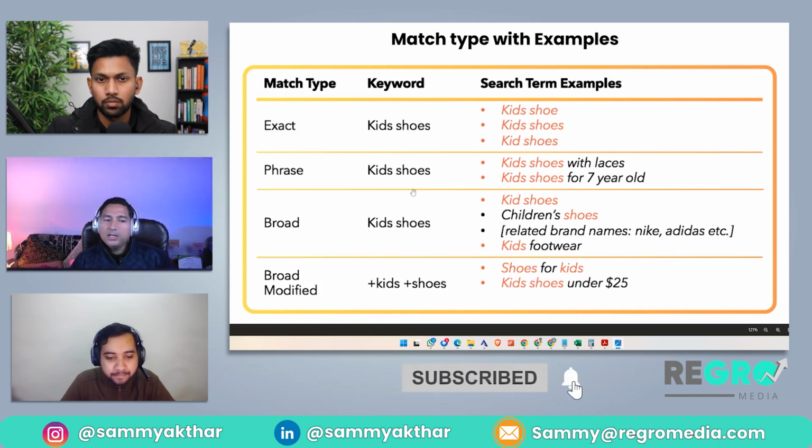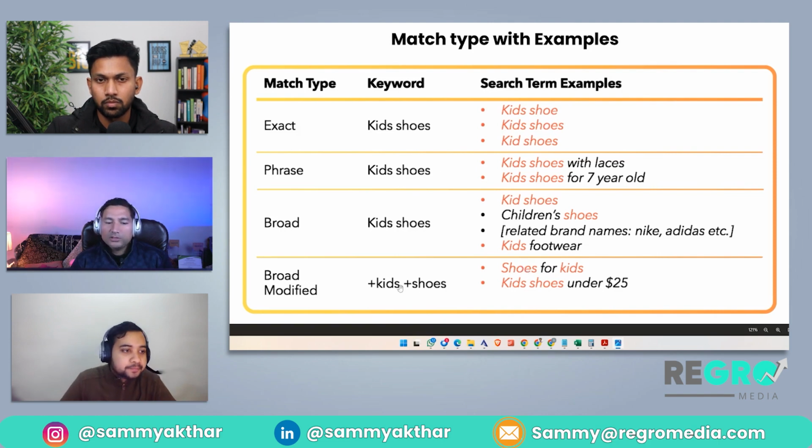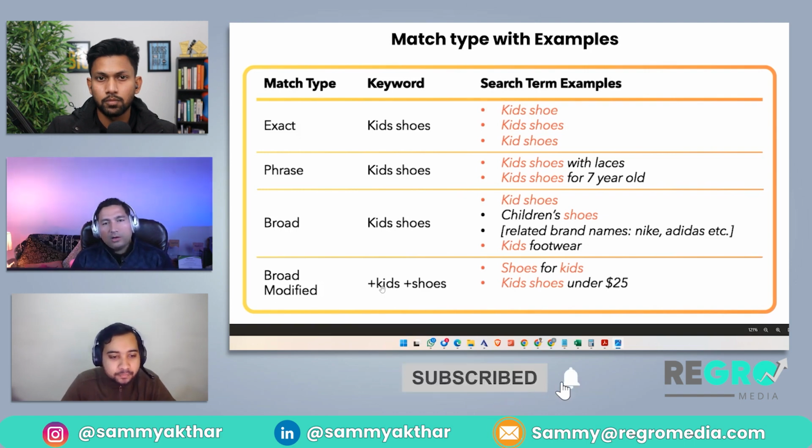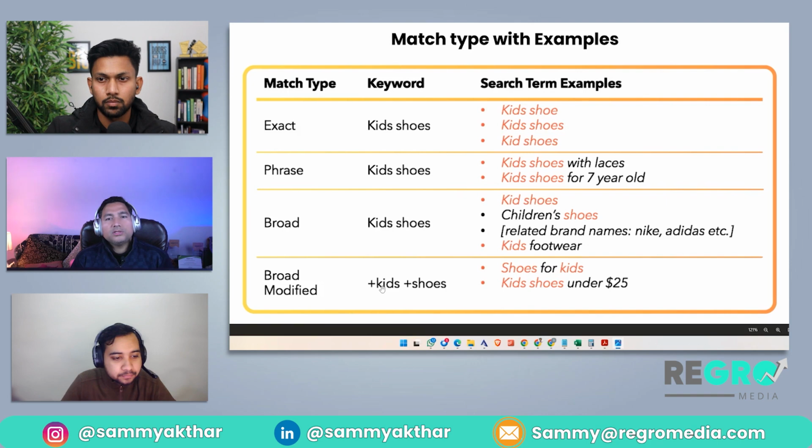So what it means is, exact we know, very direct. Phrase, we know we have a little bit of flexibility. Broad is too flexible, so somewhere between phrase and broad, we have a broad modifier, where we are enforcing these two words. Now, if I have a bunch of words that I know are very relevant for my product, I can use them and not worry a lot about wasted ad spend. Because with broad, a lot of the time we have seen that we get a lot of wasted ad spend. So we can be smart there and use broad modifier.